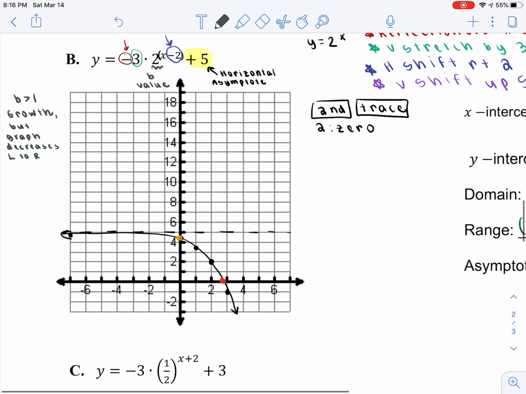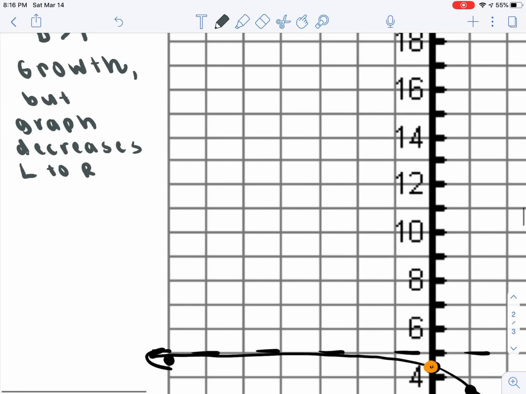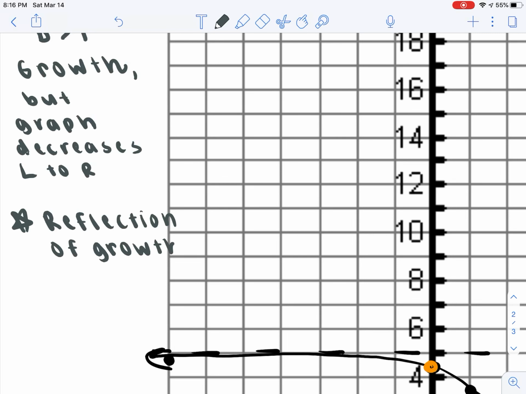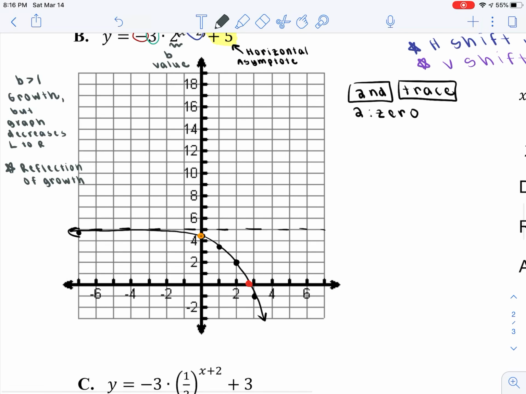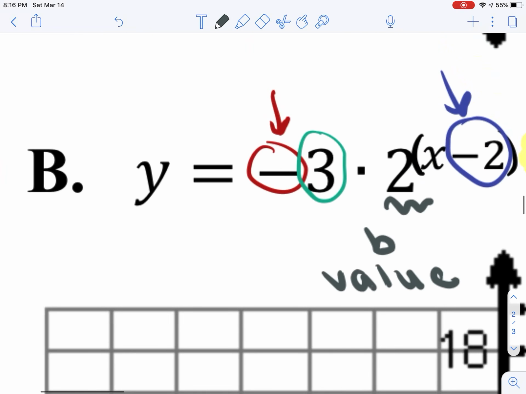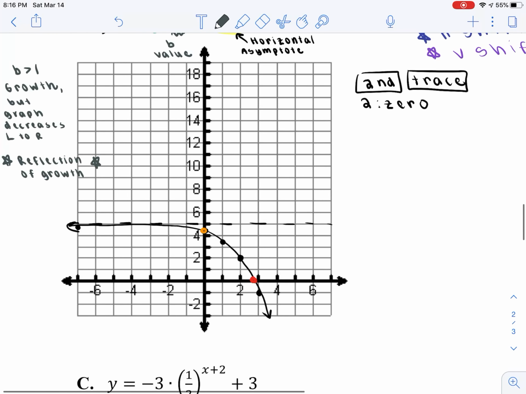Therefore, if I asked you if this was growth or decay, technically it's neither, but we could call this a reflection of growth. Think about how if we didn't reflect over that x-axis, this would actually be a growth function. Unreflect this, flip this back up, and you'll see that this is actually a growth function. But because of this negative in the front, it's causing the graph to reflect and appear like it's decreasing left to right. So just something to keep in mind.